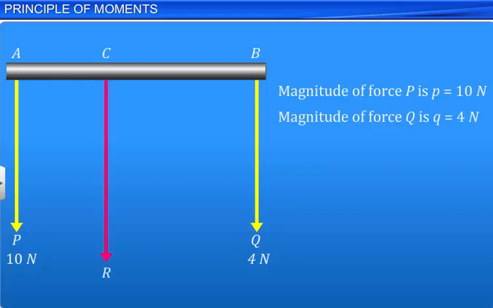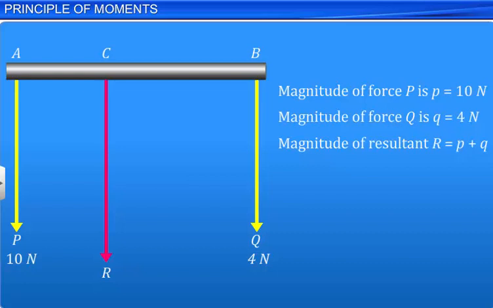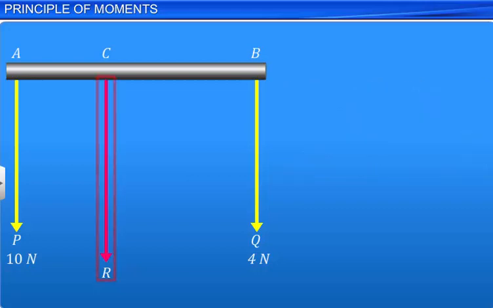Let us now calculate the resultant of the two parallel forces. Here, the magnitude of the resultant is R equal to the sum of the magnitudes of P and Q, denoted by P and Q respectively. Thus, the magnitude of resultant R equals 14 Newton. The resultant R has the same direction as that of P and Q. The resultant acts at a point C between P and Q such that P into AC is equal to Q into BC.